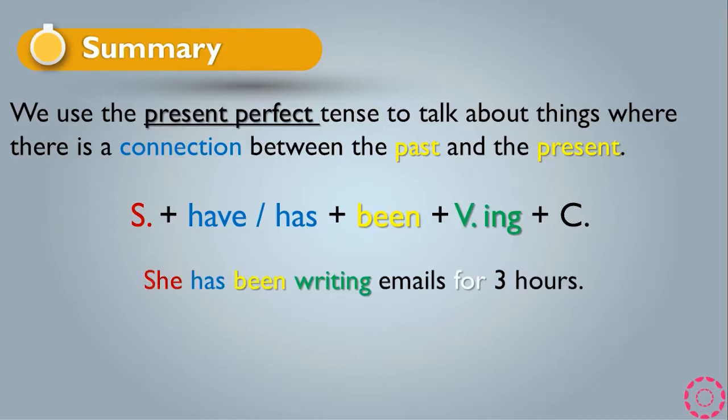If you look at the sentence and the form, they have the same connection with each other. We have the subject at the beginning, and after that has. Also we have been, and writing, which is the verb ing. Emails for 3 hours is the complement.